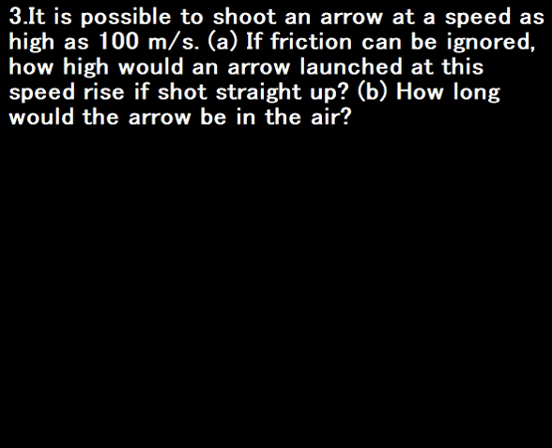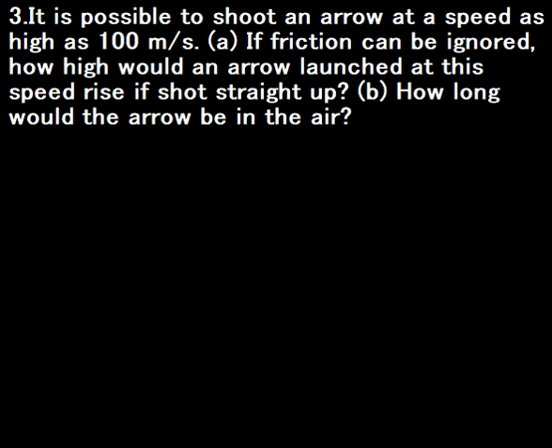So as it stands here, how long would the arrow be in the air? This is the case of the free fall motion, the ground back to ground case, where the object has been raised up and has fallen back to the ground. So that's the case of the free fall motion.